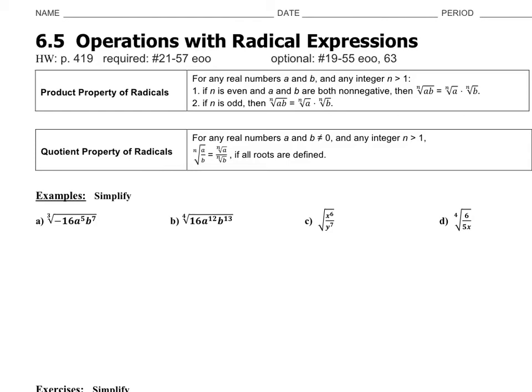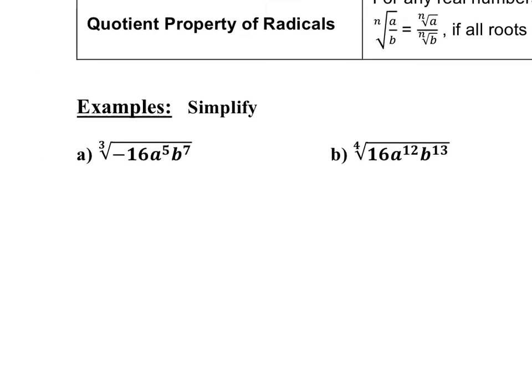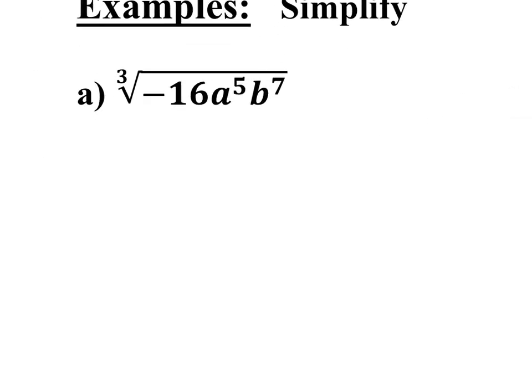So in 6.4, we were simplifying radicals. Now we're going to do operations with radicals. And we're also going to find that when we simplify, unlike in 6.4, there's going to be some stuff left over inside the radical. Okay, so for part A, I'm going to first break down what's on the inside. So if you break down 16, you get 2 to the 4th.